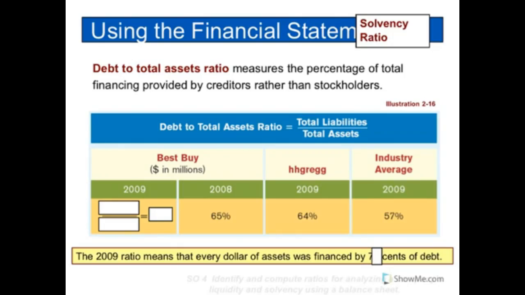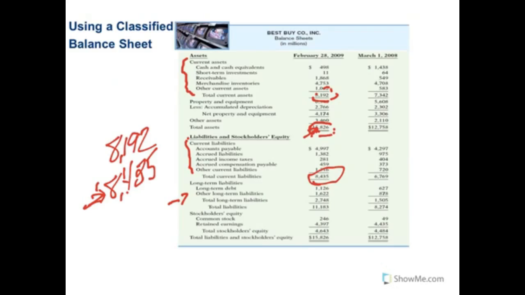Now, a key solvency ratio is the company's total debt, or that is total liabilities, as a ratio to total assets. So, the formula here is total liabilities over total assets. And looking back at the financial statements, you can see here total liabilities, 11,183,000 over total assets, which is 15,826,000, the same as up here. As compared to last year, where we had total liabilities 8,274, total assets 12,758.